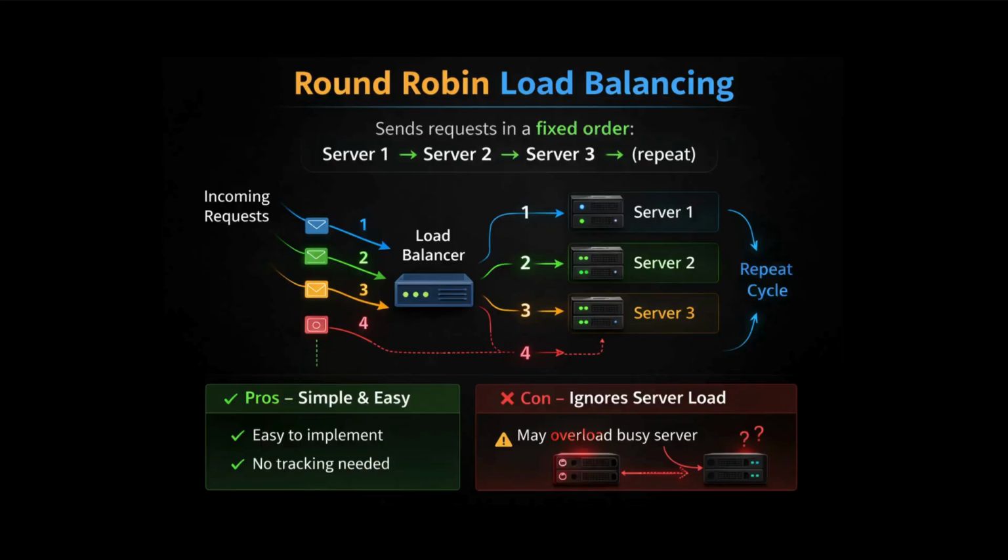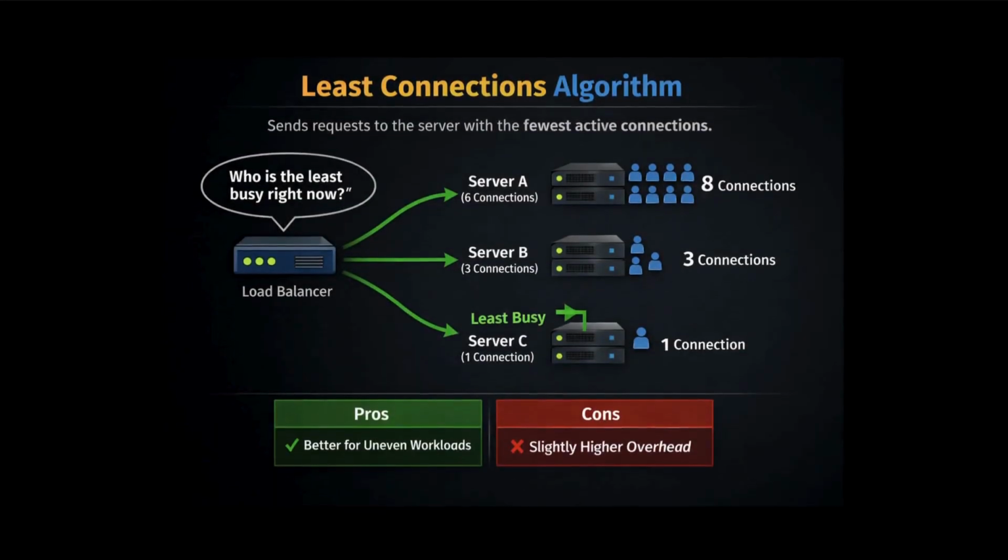To solve this, we need an algorithm that actually pays attention to what's happening on the backend. That's where least connections comes in. The least connection algorithm is much smarter. Instead of just going in a circle, the load balancer looks at each server and asks, who is the least busy right now? It then routes a new request to whichever server has the fewest active connections. The pros here are obvious. It's significantly better for uneven workloads.